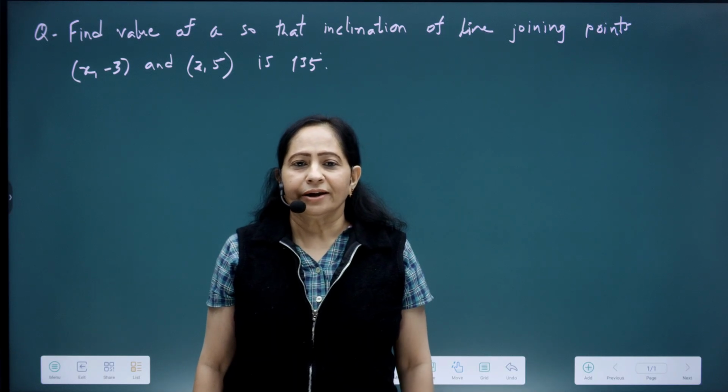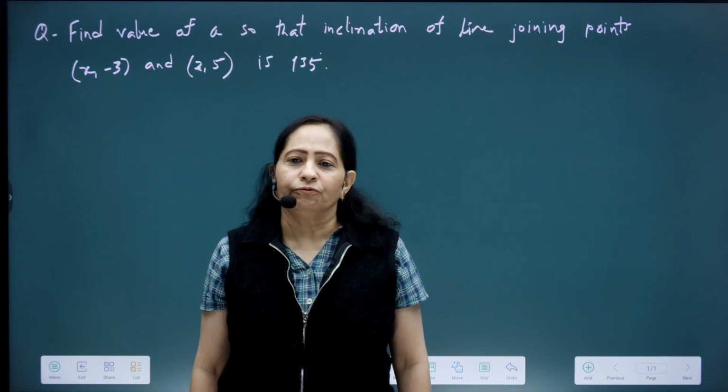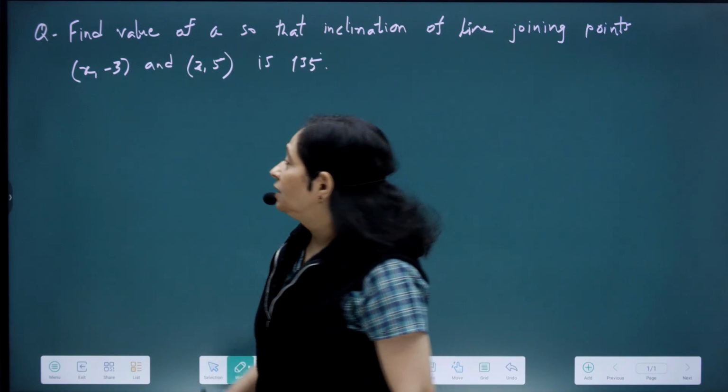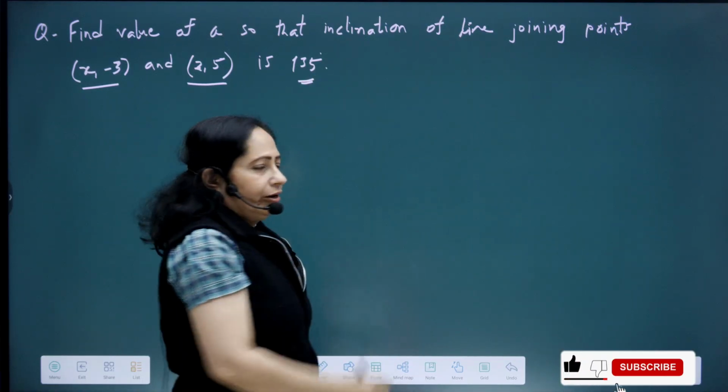क्लास 11 का स्ट्रेट लाइन चैप्टर का एक क्वेश्चन है, फाइंड वैल्यू ऑफ x सो दैट इंक्लिनेशन ऑफ लाइन जॉइनिंग पॉइंट्स (x, -3) and (2, φ) is 135 degree.